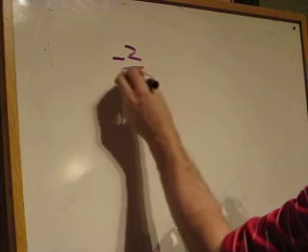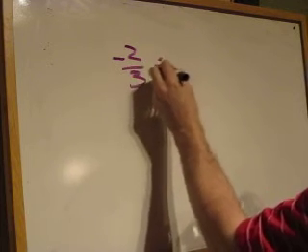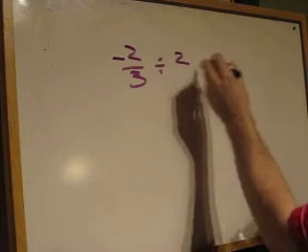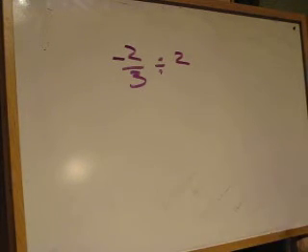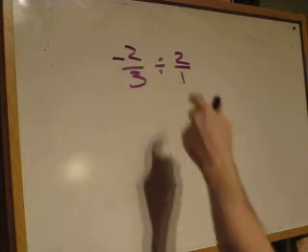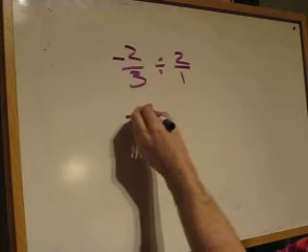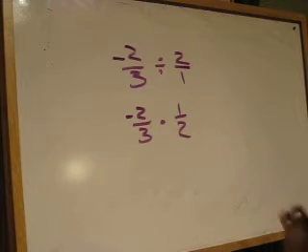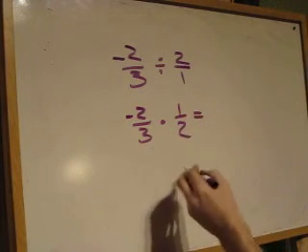Alright, let's try this one. Negative 2/3. We're going to divide that by 2. So first of all, we're going to rewrite this 2 as a fraction. Any number, if it's not a fraction, can be written as a fraction by putting it over 1. Our division sign says we're going to take this and turn it upside down and change that to a multiplication. Now we can multiply across.